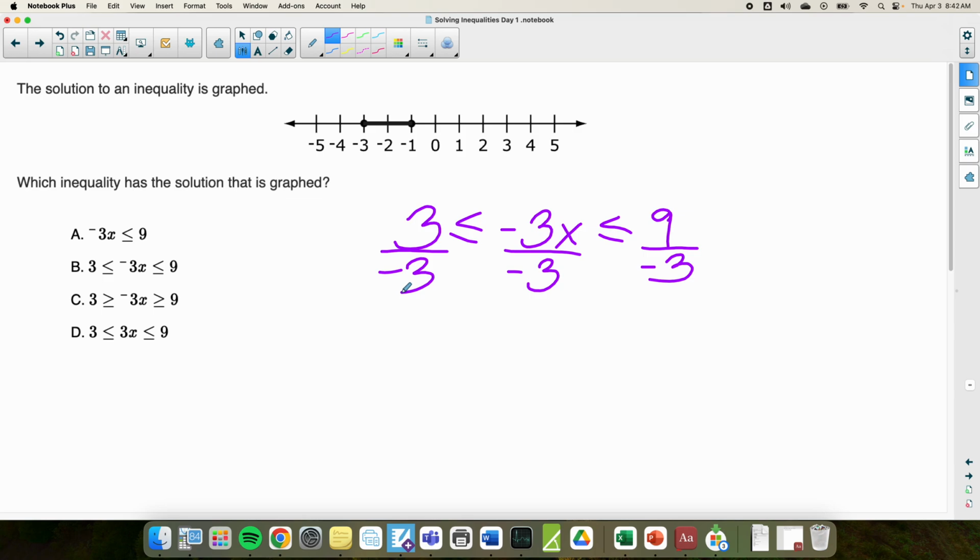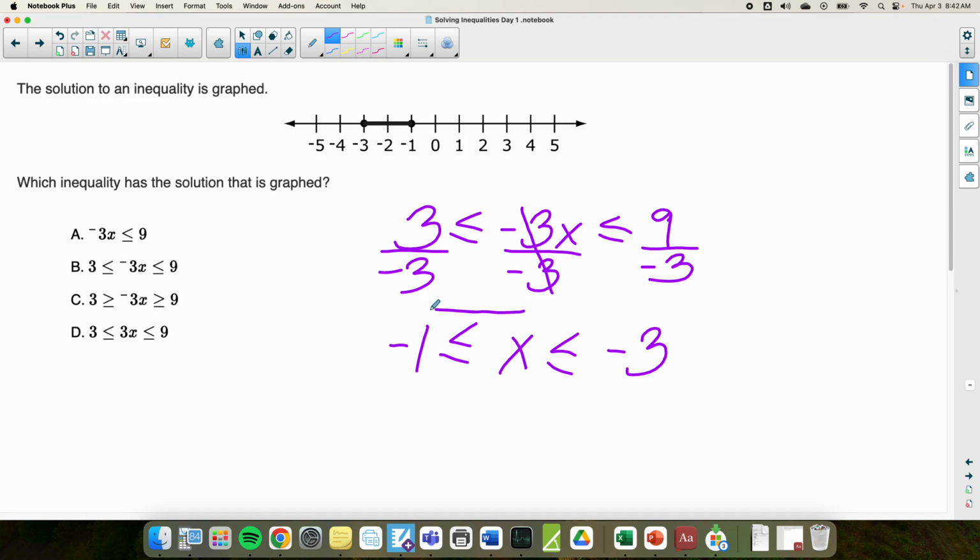Whatever you do to the middle, you do to the left and right side also. So then you just think of what's 3 divided by a -3, that's -1, is less than or equal to, a -3 divided by a -3 cancels, so that's x. And then 9 divided by a -3 is -3. So we want to find, now, actually this is one where we have x between a -1 and a -3.